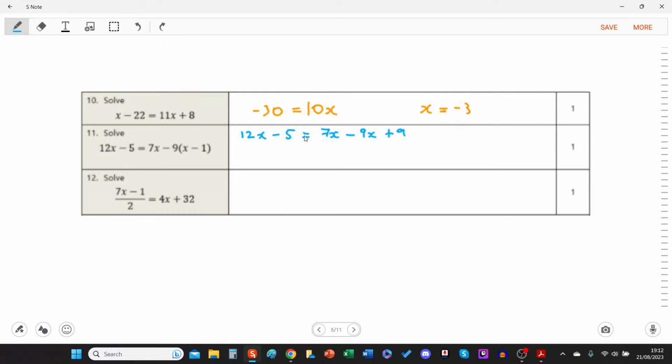And then we add 2x to both sides. So all we have on the left hand side is 14x. And then the negative 5, we're going to add 5 to both sides. So that will go across and become 14.